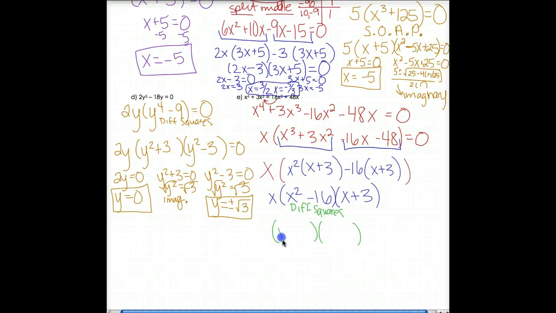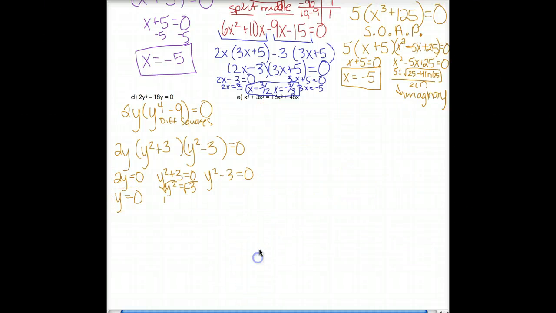Square root of x squared is x. One gets a plus, one gets a minus. Square root of 16 is 4. So this turned into this. Then I need to bring the x and my x plus 3 down. It is all equal to 0, so that means I need to solve each of these.